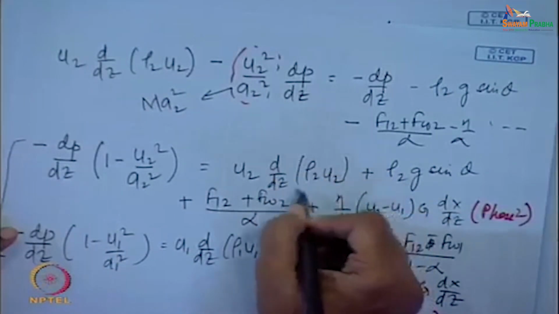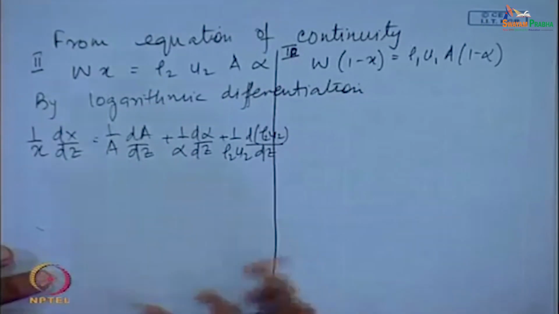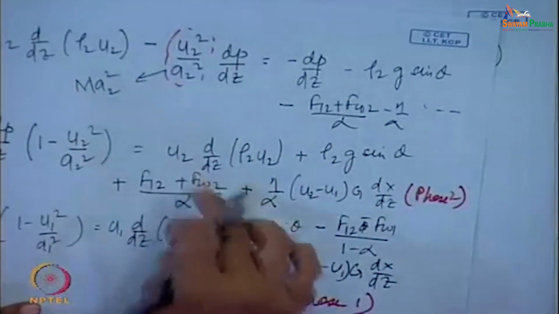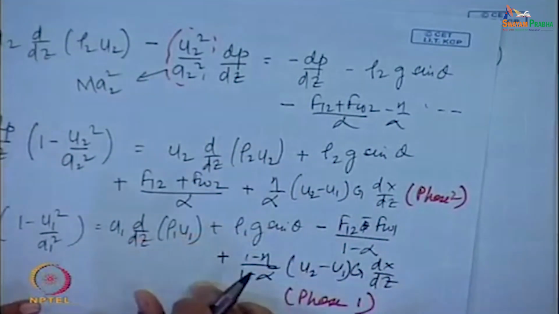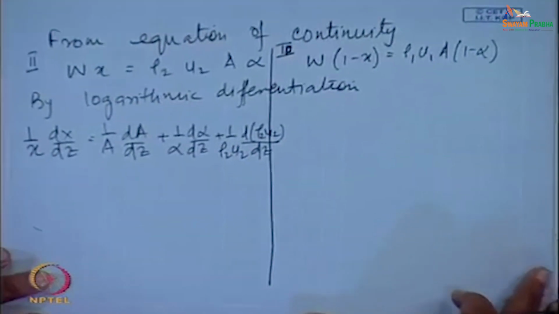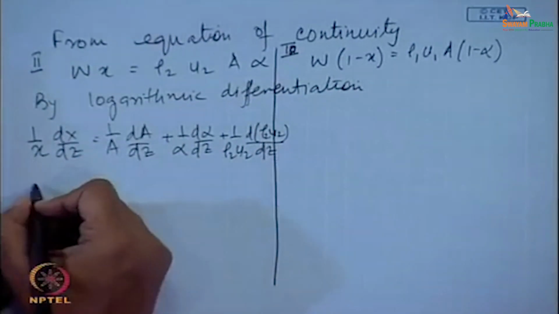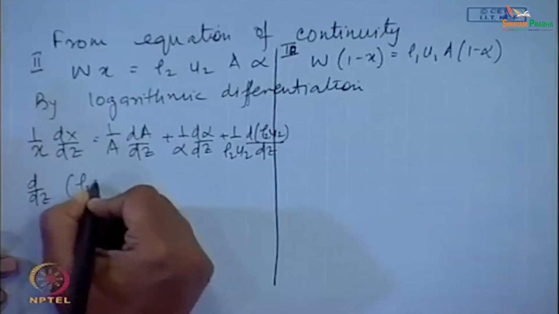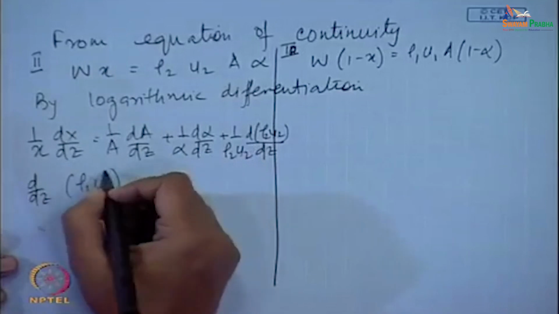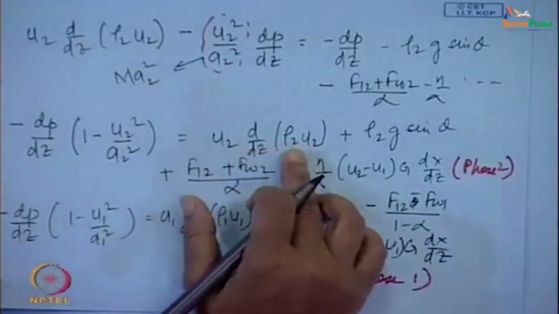I want to substitute this rho 2 u 2 with terms like x, A, alpha, so that I can find all the alpha dependencies in this particular equation, and I can substitute those alpha dependencies and then proceed. I have to find out which terms depend on alpha, isn't it? Then only I can bring the alpha dependencies to one side and find the condition of choking. So, in other words, I can write d/dz of rho 2 u 2, multiplied by u 2, giving the term u 2 d/dz of rho 2 u 2.